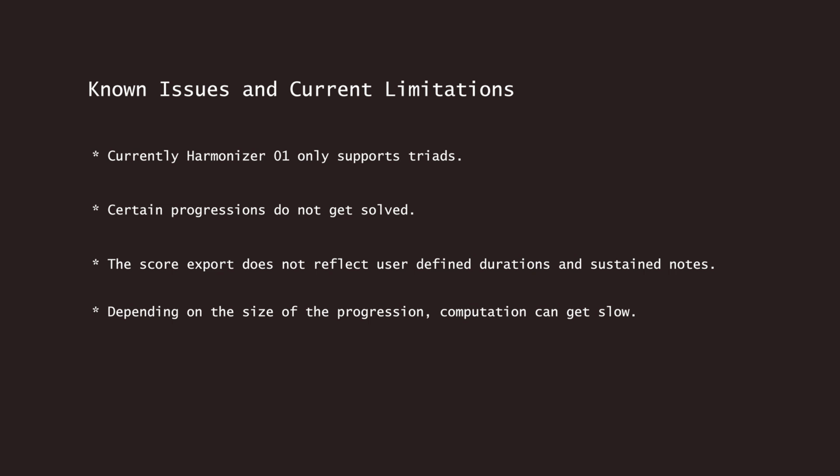Depending on the size of the progression, computation can get slow. Although it's generally fast, in certain cases and depending on the progression provided, the program might take a little bit longer to solve the progression. The backtracking system in its current form is a bit too expensive and will need revision. Better rule profiling will also help.